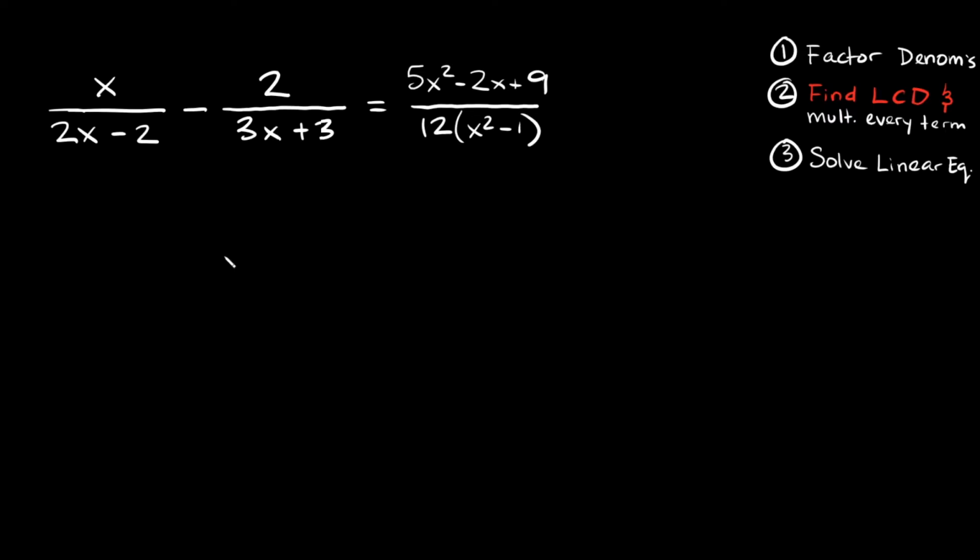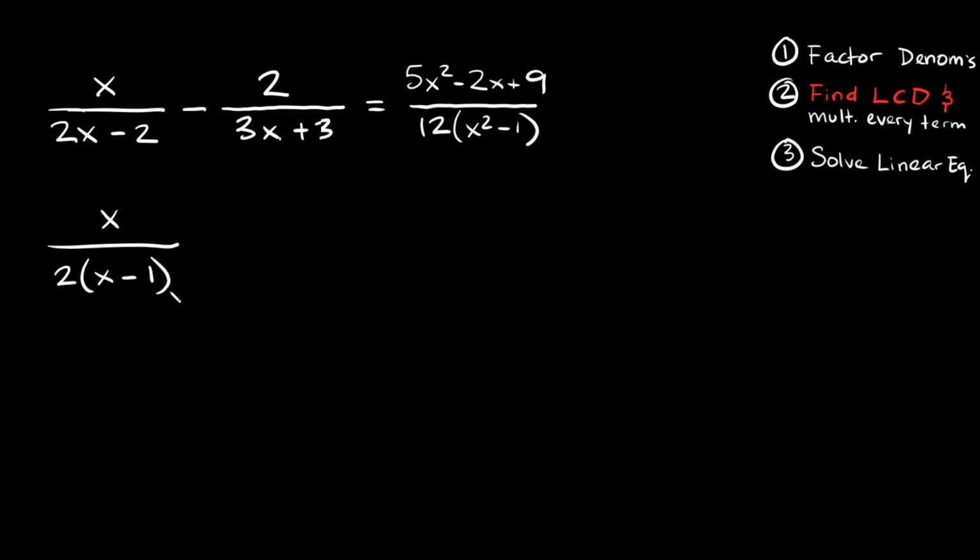So let's start with this one right here. Again, the first thing you want to do is factor the denominators. In this case, we totally can do that. First, let's factor this one over here. If we factor the denominator, we can pull a 2 out from both of these. So we can pull out a 2, and then inside the parentheses, we're just left with x minus 1, okay? And then we're going to subtract that from this one right here.